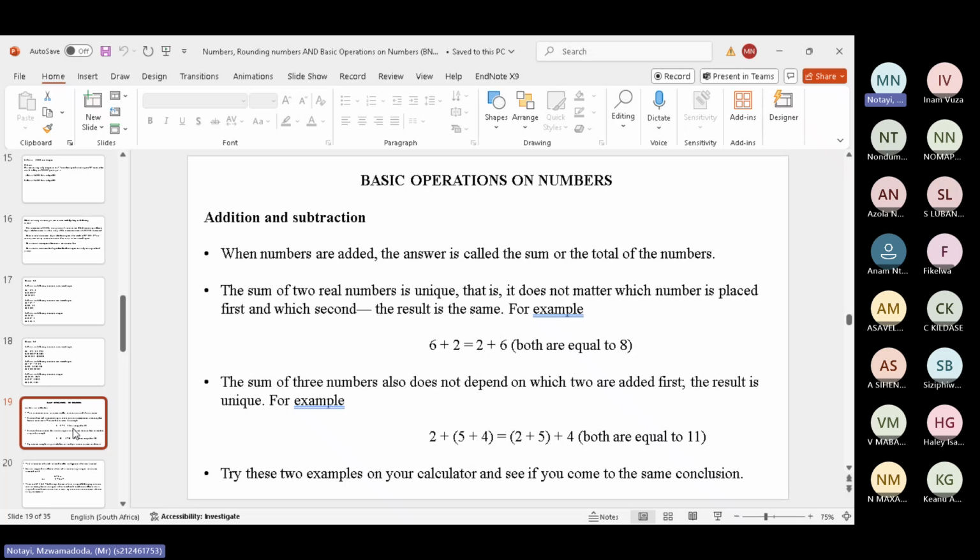So the sum of 3 numbers also does not depend on which 2 are added first. The result is unique. So let's have a look at it. You guys feel free to take a calculator and confirm this as we go. So 2 plus the sum of 5 and 4 in brackets is the same as adding 2 and 5, getting an answer, and then adding 4 afterwards. So both of those will give you 11. Try these 2 examples on a calculator and see if you come to the same conclusion.